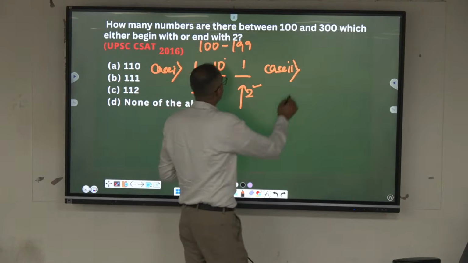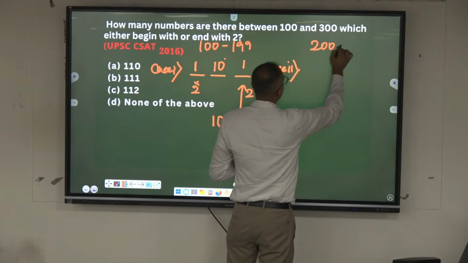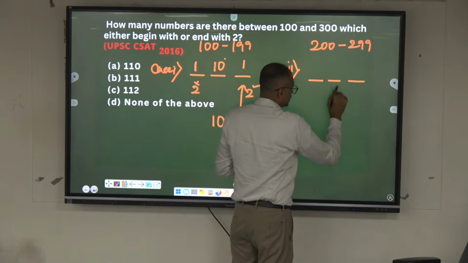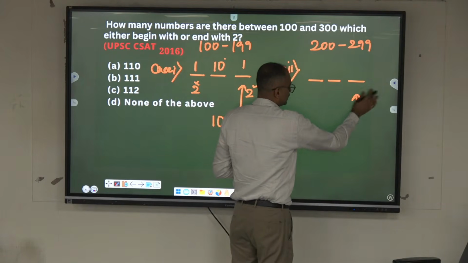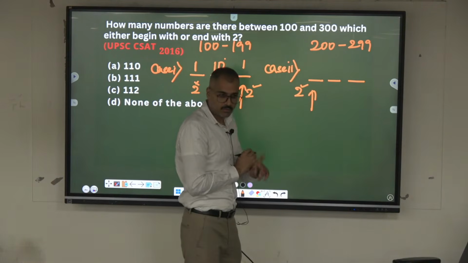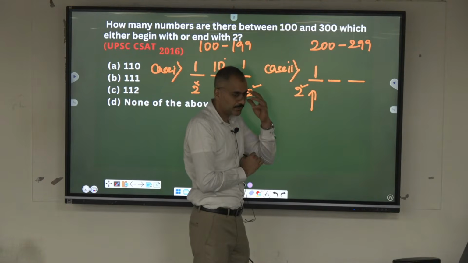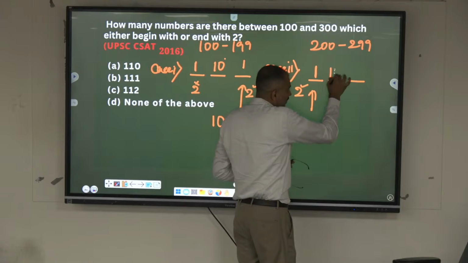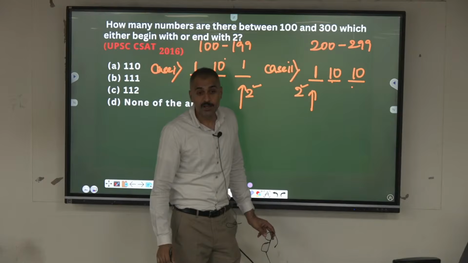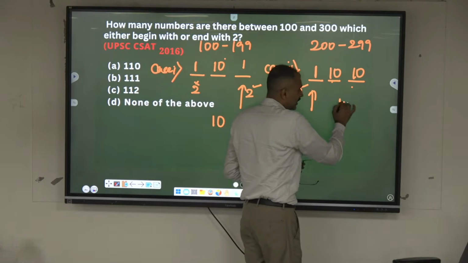What I'll assume is from 200 to 299. 300 makes no difference. I'll assume that there is a 2 at the starting. How many choices? Only one choice. Now for this position, how many choices? 10 choices. For this position, how many choices? 10 other choices. Understood? 10 into 10 is 100.